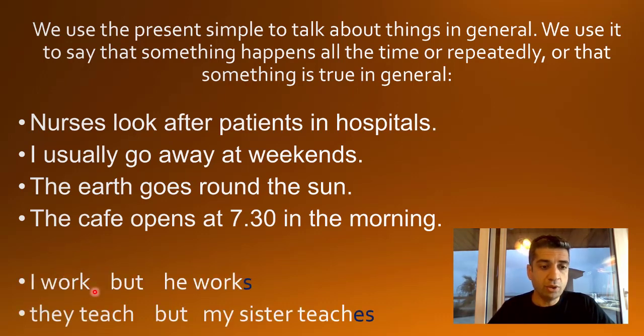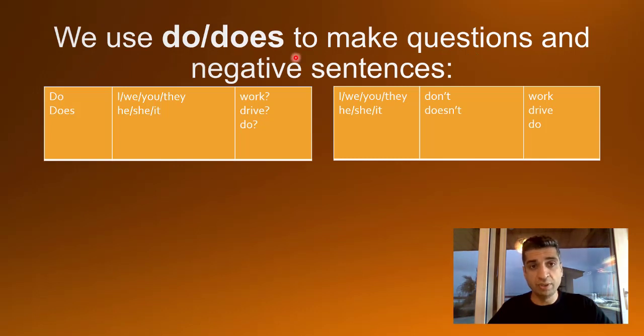So be careful, I work, but he works. This is a third person singular S ending, right? He, she, it works. They teach, but my sister teaches. We use do and does to make questions and negative sentences.